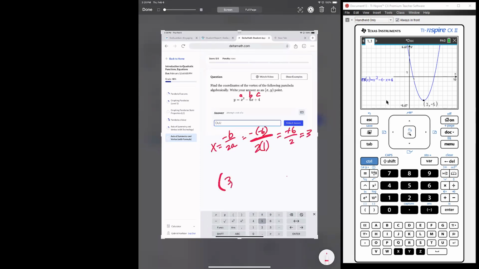Now, in order to find the y coordinate, we're just going to plug 3 in, 3 squared minus 6 times 3 plus 4, and that's going to be equal to a negative 5. So that would be our coordinate here, right? That's what you do algebraically, but remember, you could always graph it.